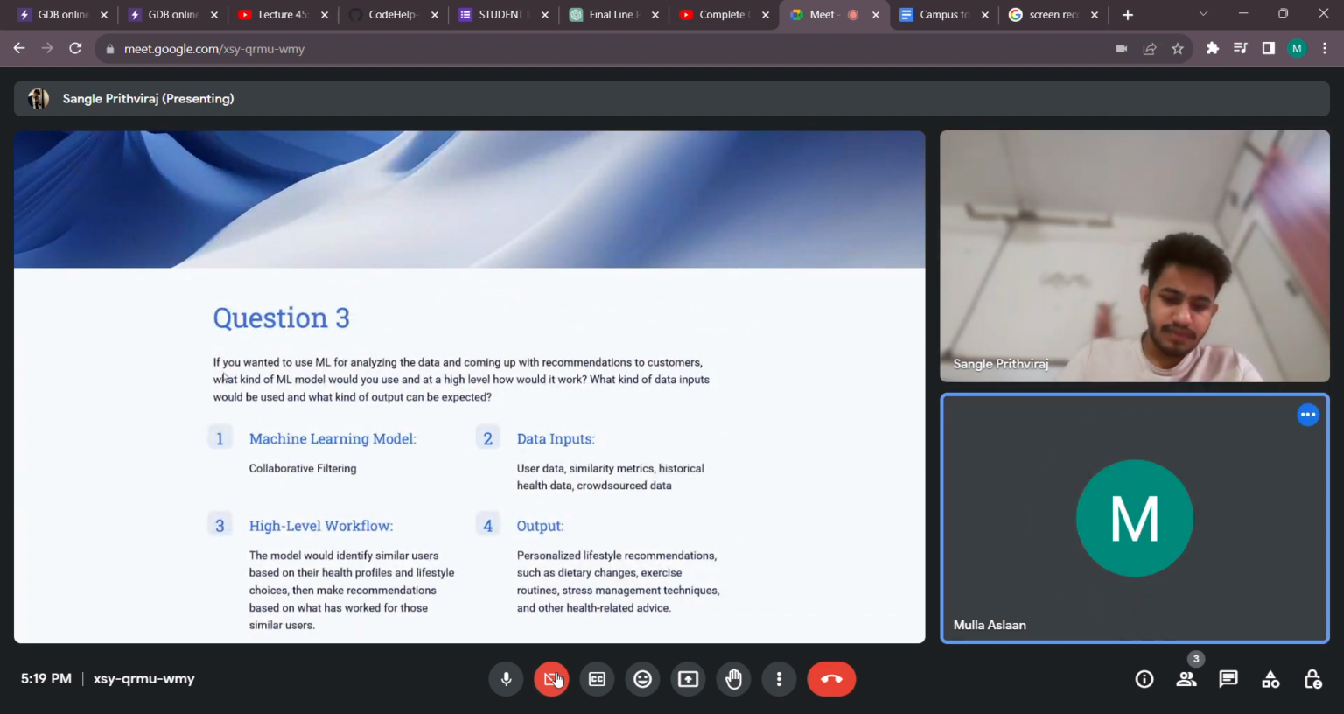Okay, moving to the next slide. The next question is, if we wanted to use ML for analyzing data and coming up with recommendations to customers, what kind of ML model would we use at a high level, and would it work?